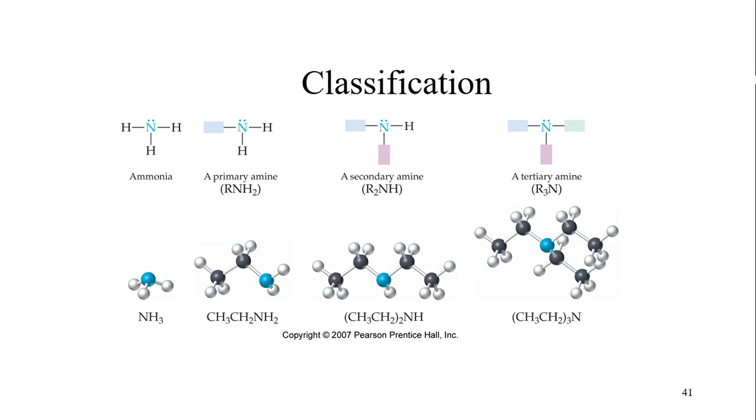If we replace one hydrogen with an alkyl group, we have a primary amine. If we replace two hydrogens of ammonia with alkyl groups, we would have a secondary amine. And if we replace all three of the hydrogens of the ammonia molecule, we would have a tertiary amine. You can see the structures there at the bottom. Again, the geometry around the nitrogen here will still be a trigonal pyramid type of structure, just as in ammonia.